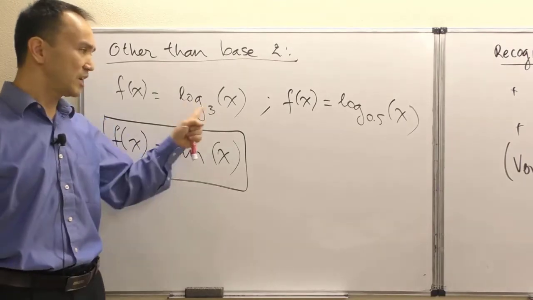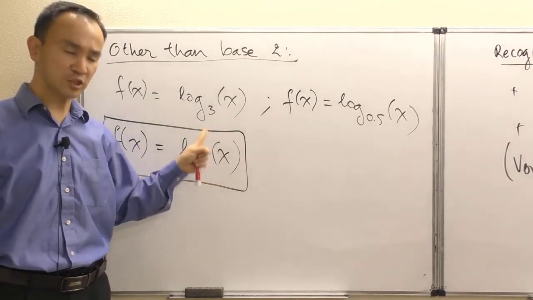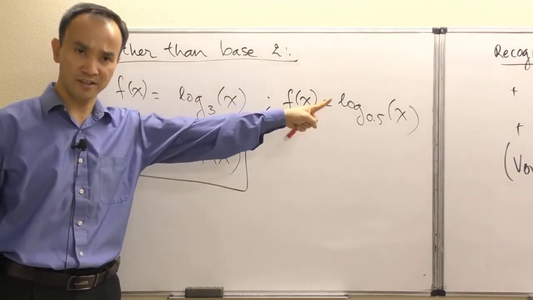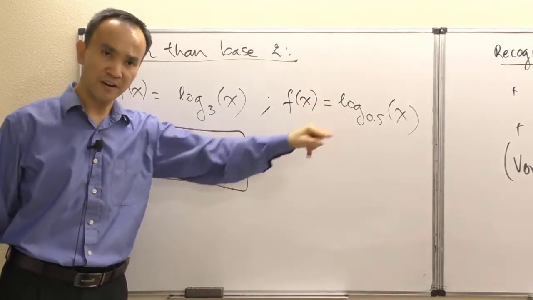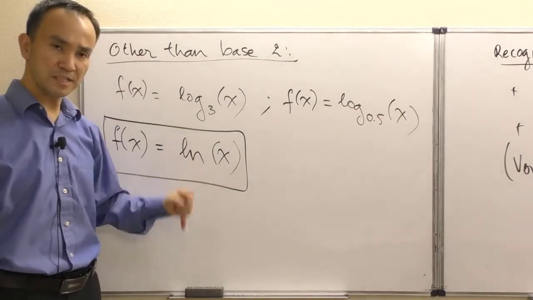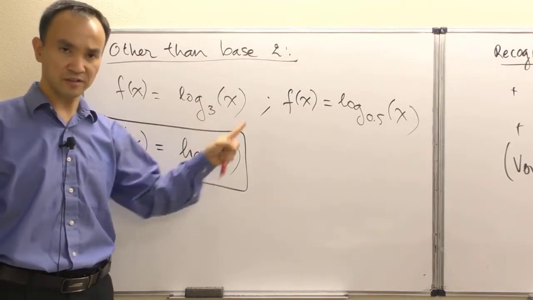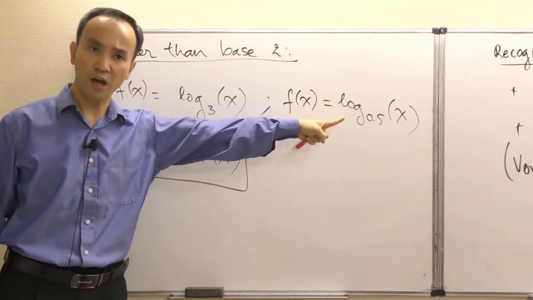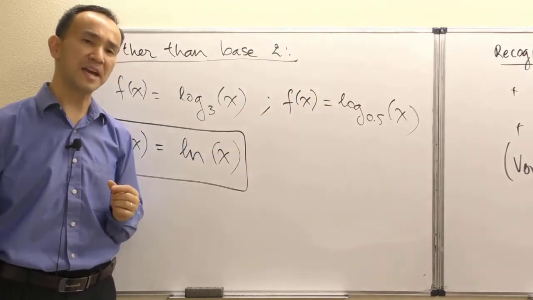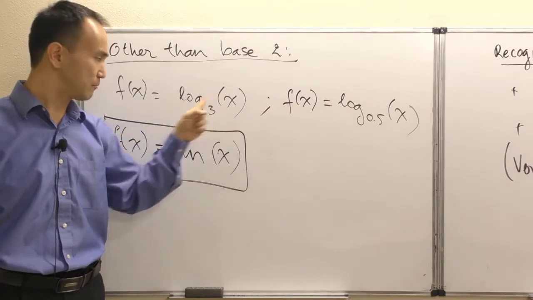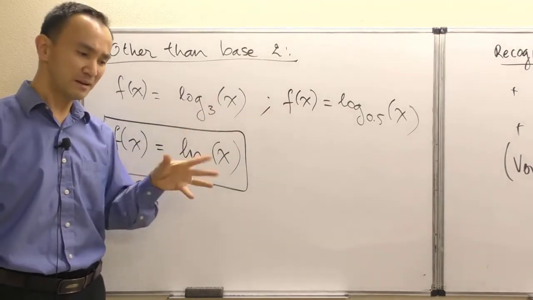But any one of these functions so far, the rule says we take some kind of logarithm. This is a log base 3. We take a log base 0.5. This is a log base e. So any one of these functions, the rule says take a logarithm, with respect to a given base, of our input. All right, so what about another one?